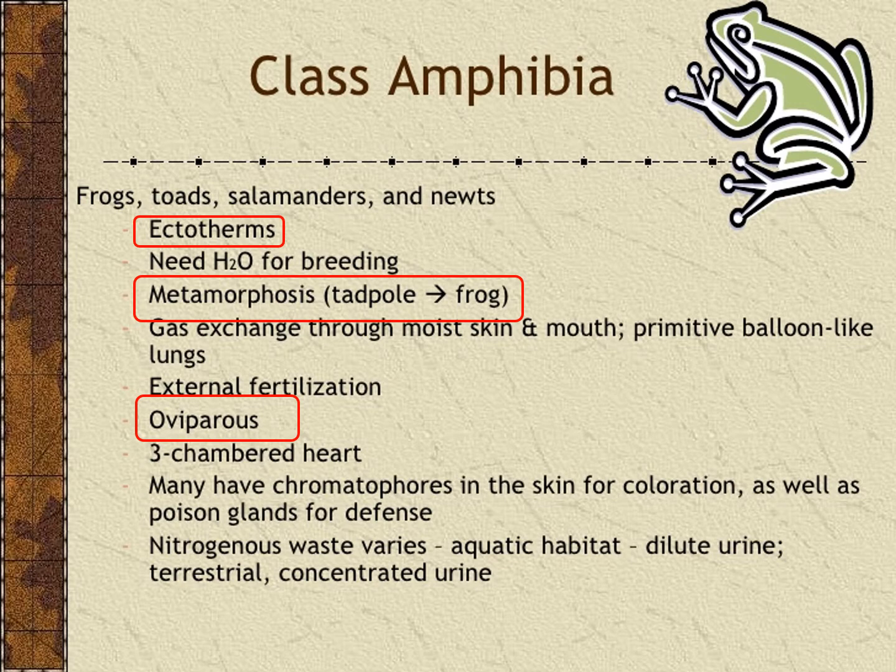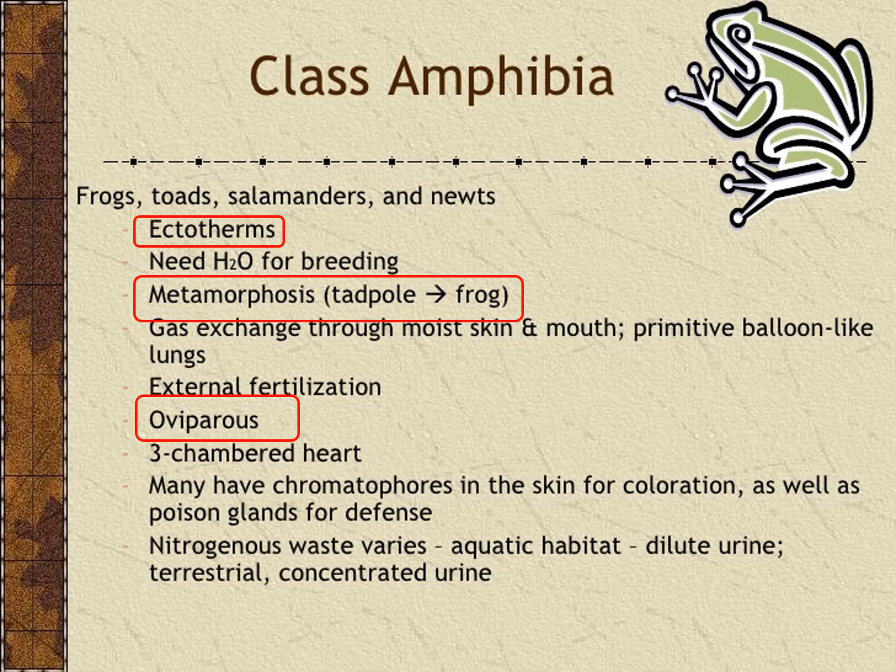These guys are ectotherms. Remember, we talked about that on the previous video. Ecto meaning that their heat comes from outside of them and that their body conforms to what the outside environment is. So they're going to have to warm their bodies up, okay? These guys need water for breeding, okay? They also go through what's called a metamorphosis. They start as a tadpole and then change into a frog over time.